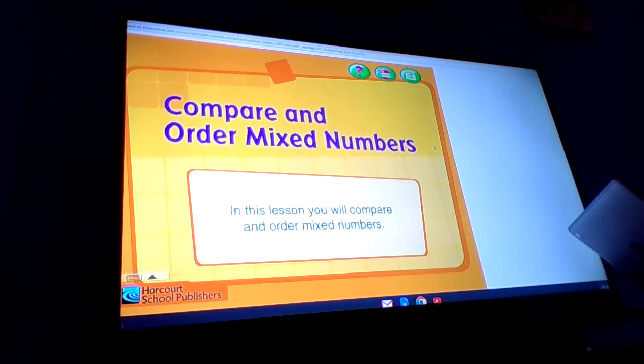Okay, we're starting lesson 15.5, compare and order mixed numbers. Last week we talked about mixed numbers. We turned mixed numbers into improper fractions and turned improper fractions into mixed numbers. So we're going to now put them in order. Remember, when we compare and order, we tell which one is greater than, less than, or if they're equal to, and then we put them in order depending upon what they tell us, from least to greatest or greatest to least. So let's take a look.